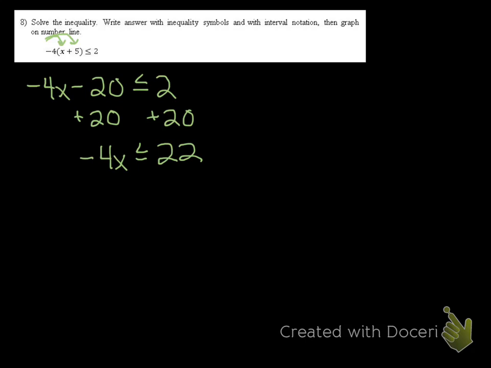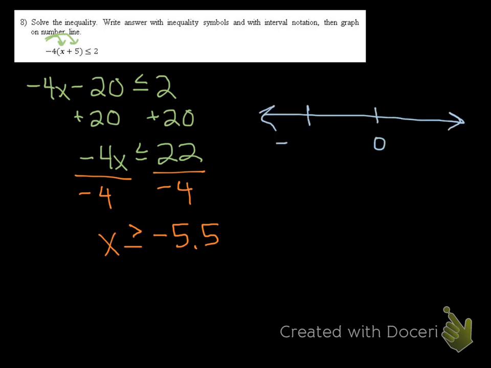And then the last thing that we have to remember, the only real difference between solving inequalities as opposed to solving equations, is that if you multiply or divide both sides of the inequality by a negative number, then the inequality sign has to flip. So in this case, when I go to divide both sides of the inequality by -4, the direction of my inequality sign is going to change. And so my final solution for this is x is greater than or equal to -5.5.